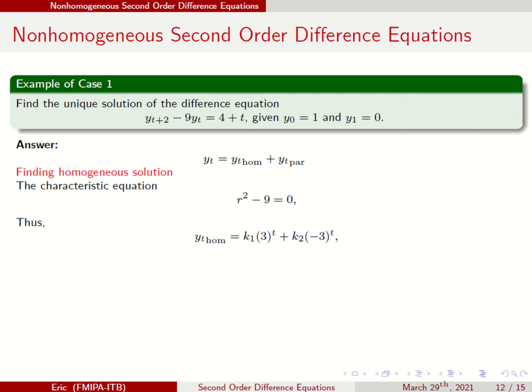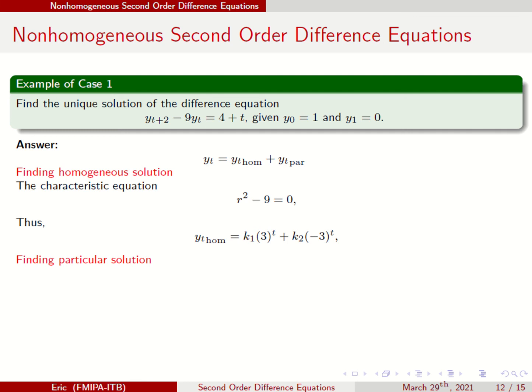Okay, we have to find the particular solution. If you want to find the particular solution, because this is just a polynomial and the essential function is an exponential function, the g_t is not included in your homogeneous solution. So in this case, you will just use the general form of the essential function of 4 plus t.